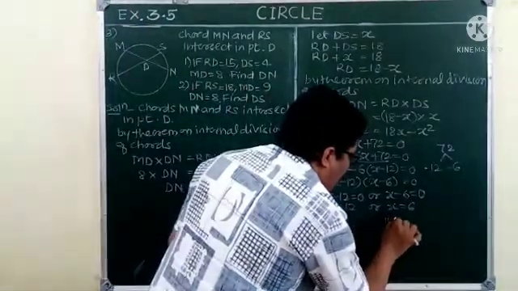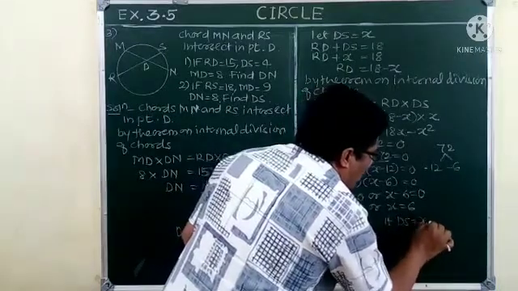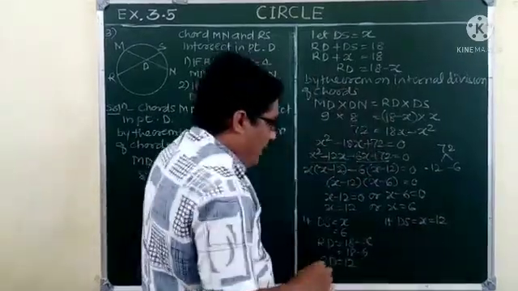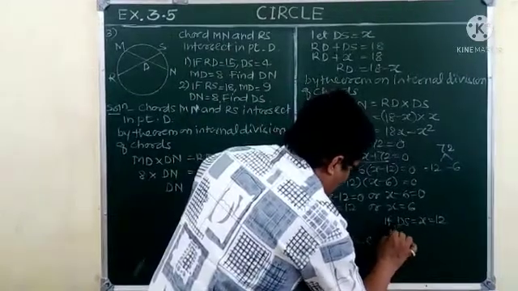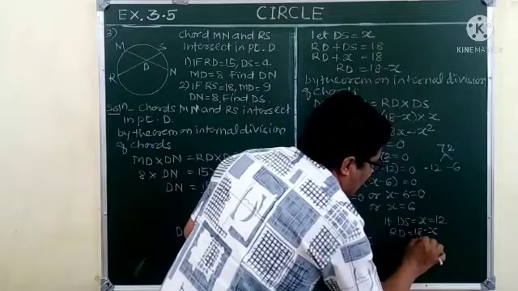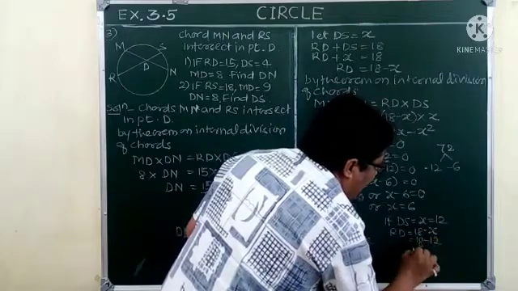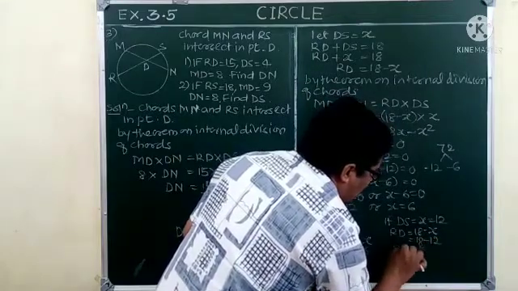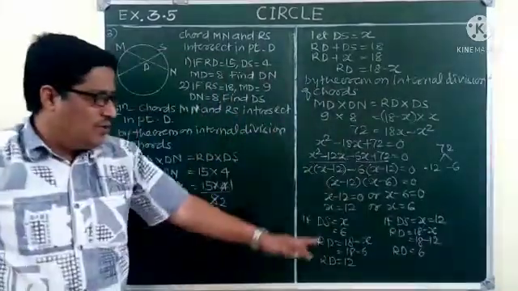If DS is equal to x is equal to 12, then RD will be 18 minus x, that is 18 minus 12 is equal to 6. So RD is equal to 6.